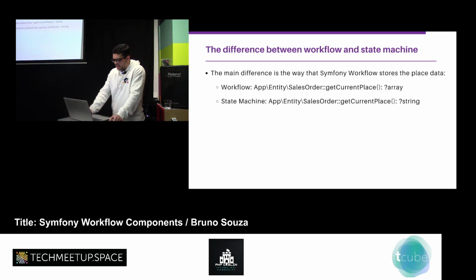So basically, there are two methods on this interface. You can translate this here. So this is an example. In this case, I'm creating a new class called sales order. And this sales order entity has the get current place, and if it's a workflow, it will return an array. And if it's a state machine, you return a string.